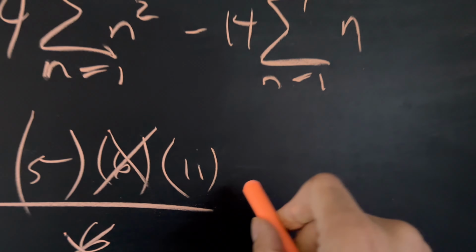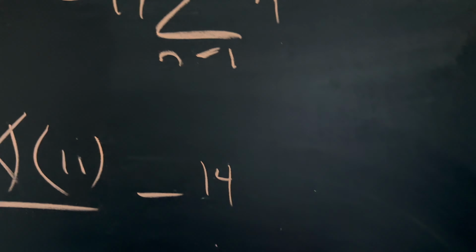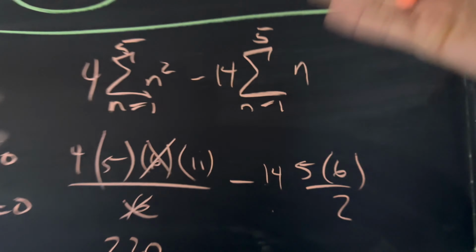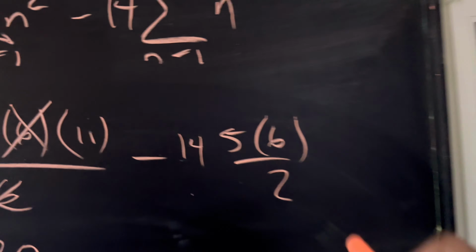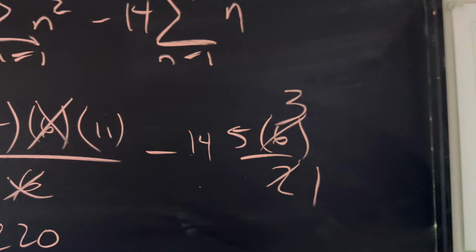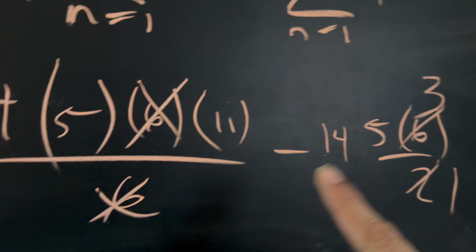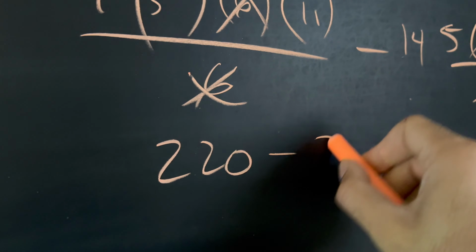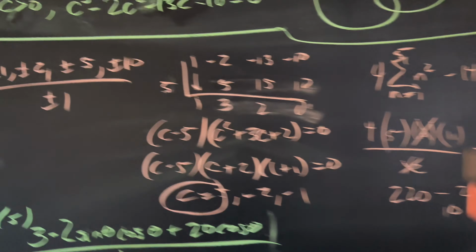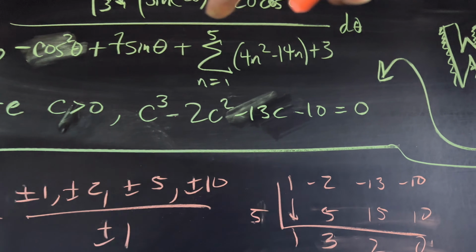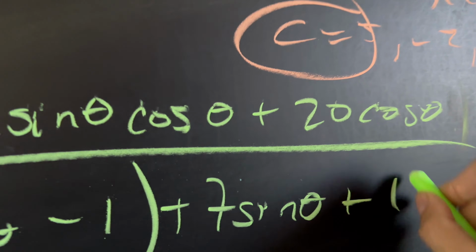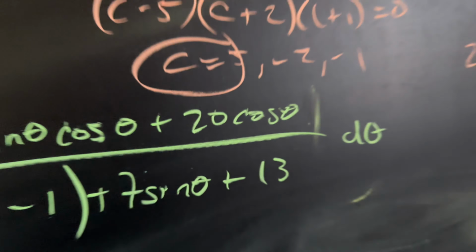Minus, and now we continue here, we have minus times 14, and then this is going to be a simple 5 times 6 over 2. These are summation rules that I think you should definitely know. If we divide this, we get a 3 over a 1, 15 times 14, and that's going to be 210. So we have 220 minus 210. This entire thing is just going to be 10. That's really nice because now we can go ahead and write 10 plus our 3, and that's going to be 13. So now we have 13 here with respect to theta.